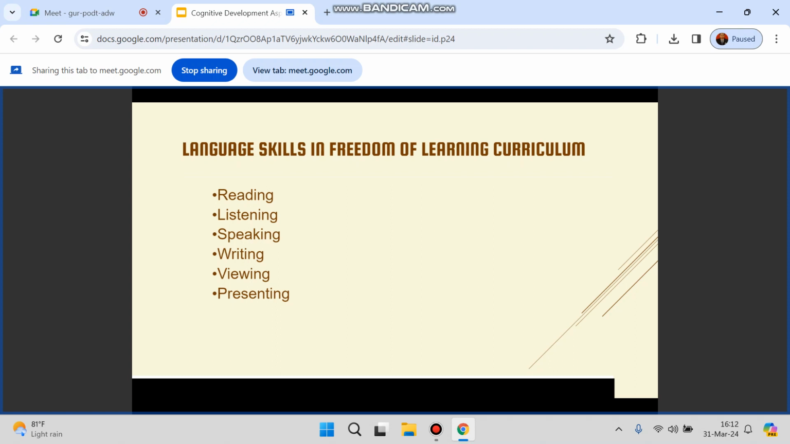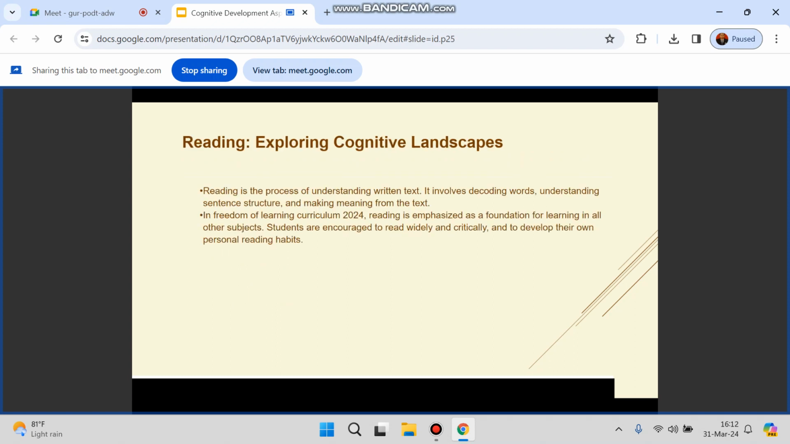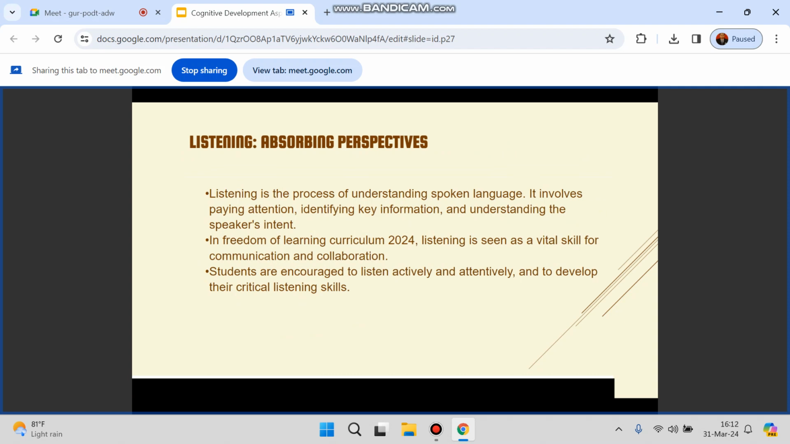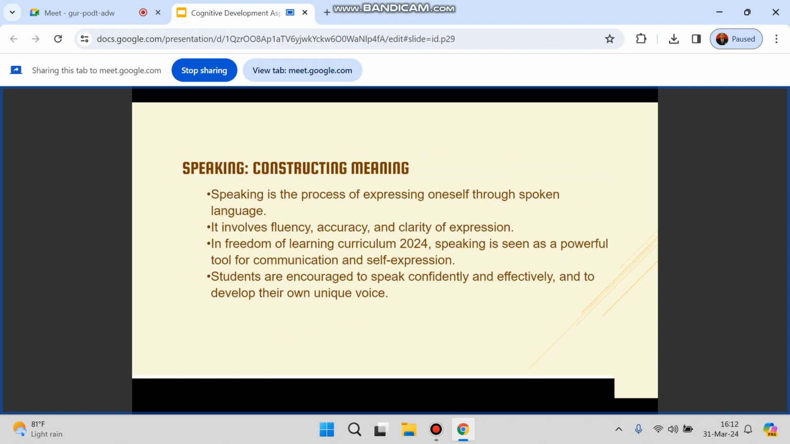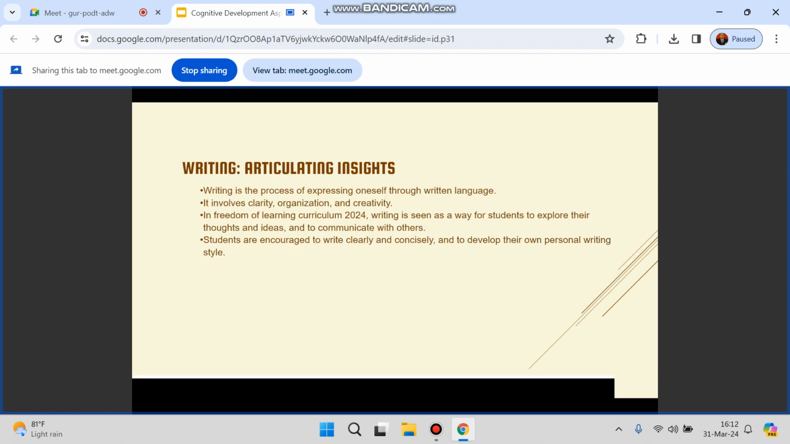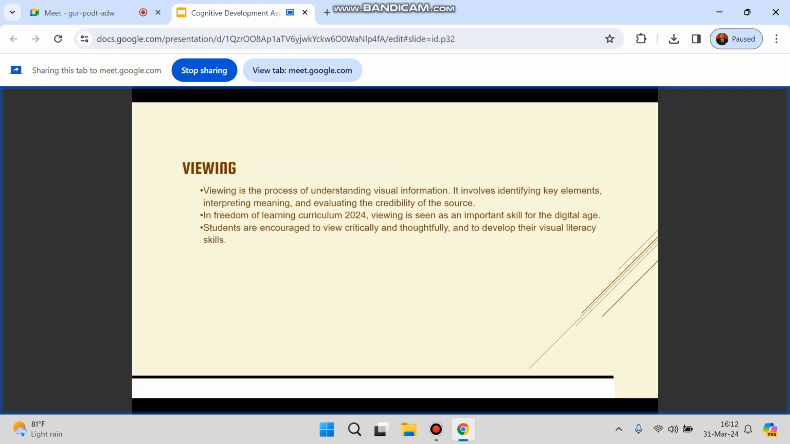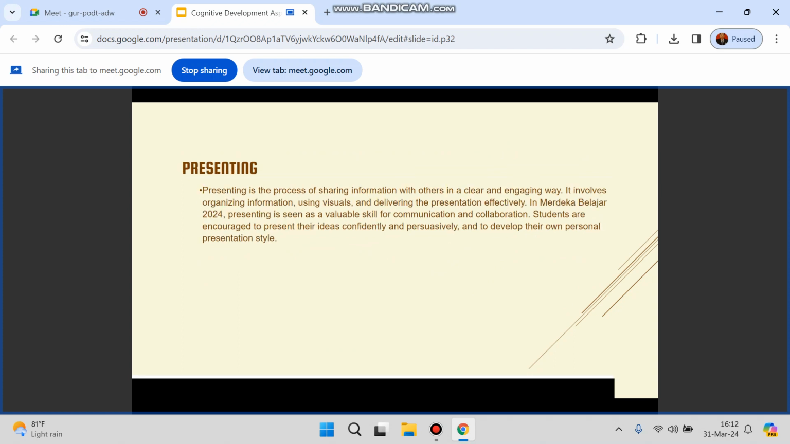Language skills in freedom of learning curriculum consist of six skills: reading, listening, speaking, writing, viewing, and presenting. Reading is to explore cognitive landscapes, while listening is absorbing perspective, speaking is for constructing the meaning, and writing is articulating the insights. Viewing is about understanding visual information like on YouTube and other topics. And presenting is how we share the information with others in a clear and engaging way.